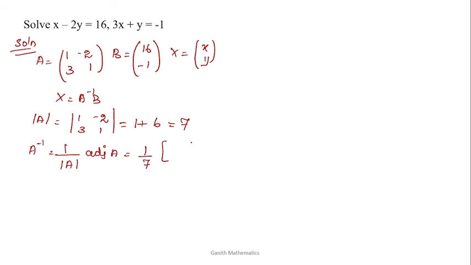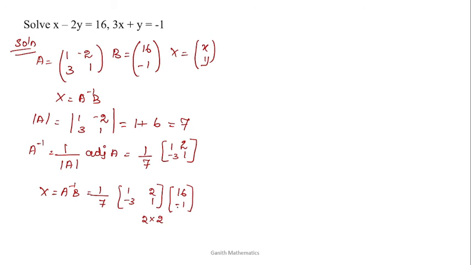And the adjoint of A, you know how to find the adjoint of A, right? You have to interchange the main diagonal elements and change the signs of the other diagonal. So it will be 1, 2 and minus 3, 1. This is A inverse. Now our method says that X is equal to A inverse into B, which is equal to 1 by 7 into the matrix 1, 2, minus 3, 1 into your B, which is 16 and minus 1. This is a matrix of 2 by 2 and this is 2 by 1, so we'll get a 2 by 1 matrix.